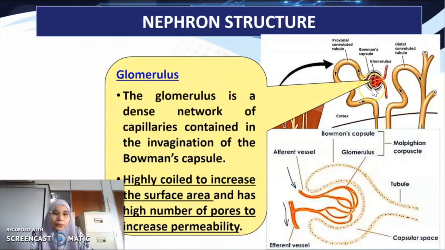The glomerulus. Glomerulus is a dense network of capillaries contained in the invagination of Bowman's capsule. They are highly coiled to increase the surface area, and have a high number of pores to increase permeability.